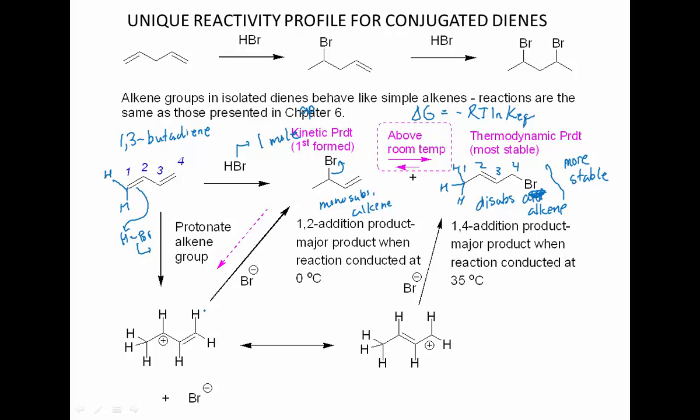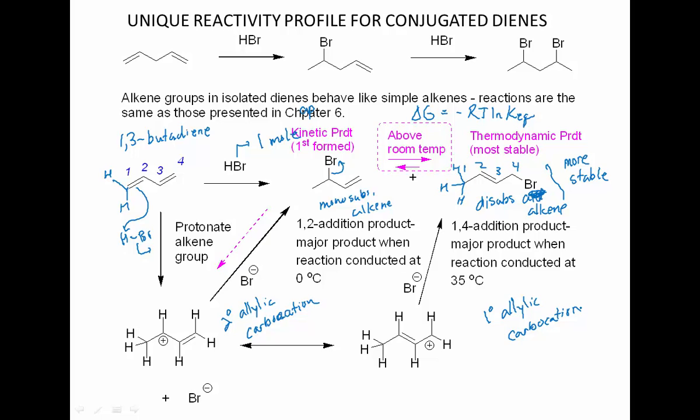Okay, if we wanted to explain why we would get more of this, we would probably say that if you compare these two resonance forms, this one over here would probably be more important because it's a secondary allylic carbocation, whereas this one is a primary allylic carbocation.